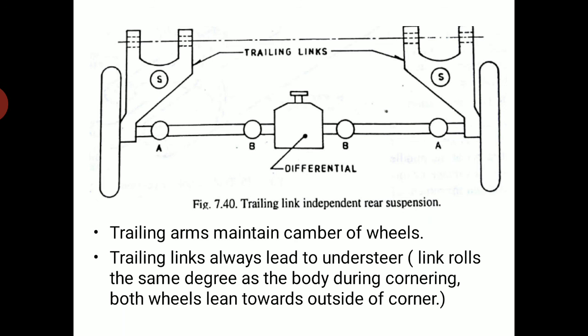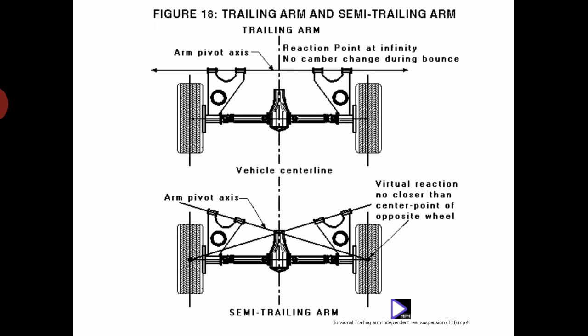So trailing link independent rear suspension. So trailing link, you can see the design. It maintains camber of the wheels. That is what you need to understand. It always leads to understeer. The link rolls the same degree as the body during cornering. Both wheels lean towards the outside of the corners. These are the figures you can see.